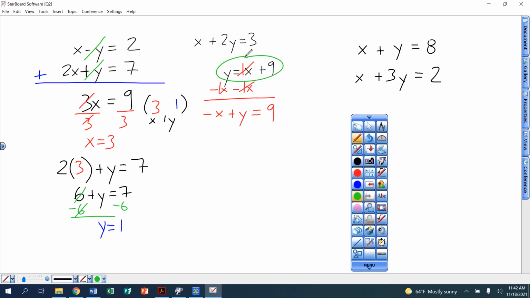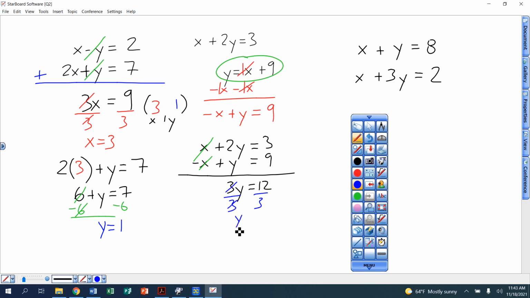And then for those of you listening, once you do that, please take the time to rewrite both of them so you're not confusing yourself. After rearranging that bottom one, I'm taking the time to somewhere on my paper rewrite both of them again. So when I add these up, for this one, the x's cancel, and I'm left with 3 of those y's. Divide by 3 will give me y is 4. Know that that is only half your answer.